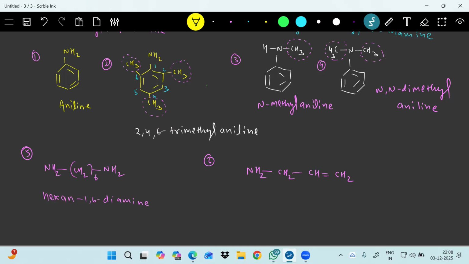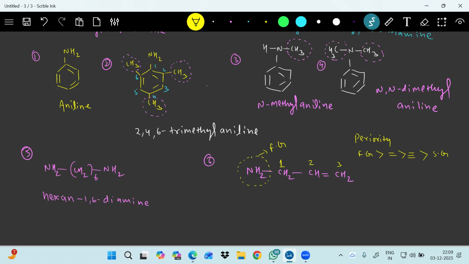So how will you do the numbering? Numbering will start from right to left. This is your functional group, which you are forgetting. This amine is a functional group, the main functional group. Sir, but numbering for the double bond also starts from there, right? See, the priority is what? First the functional group, then double bond, then triple bond, then substituted group.